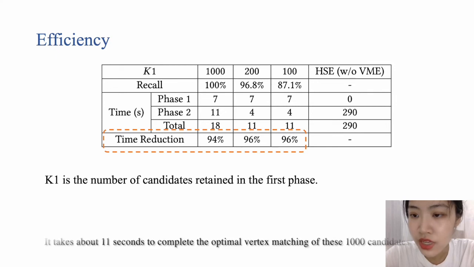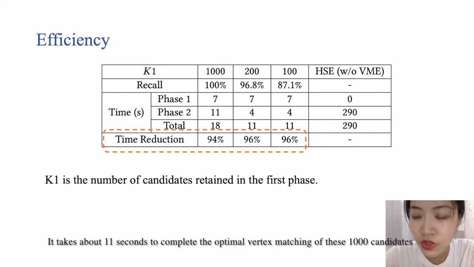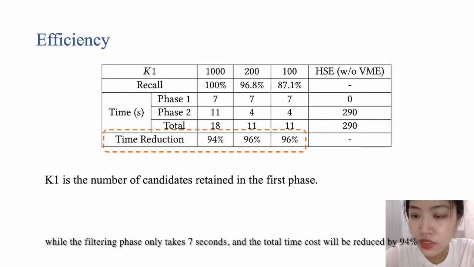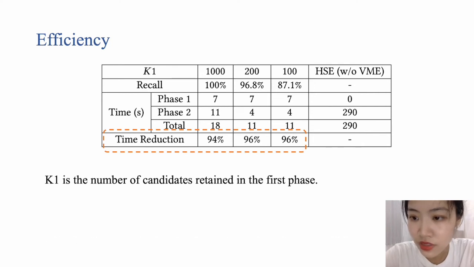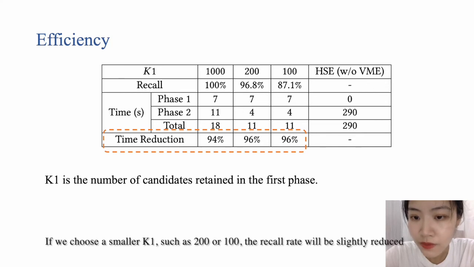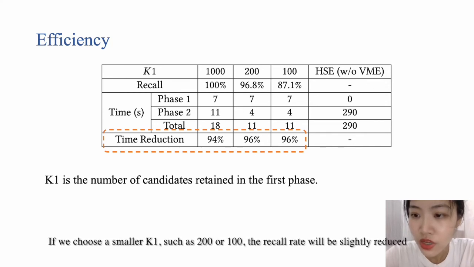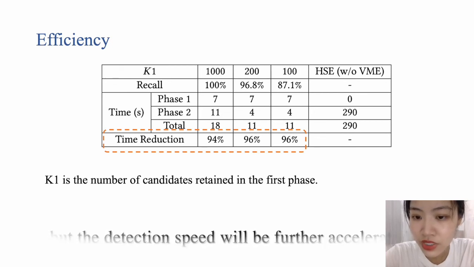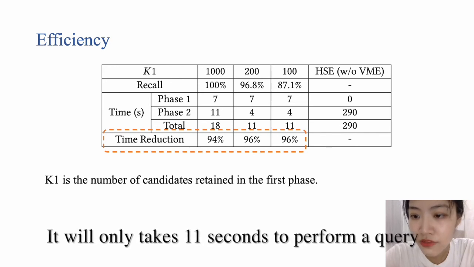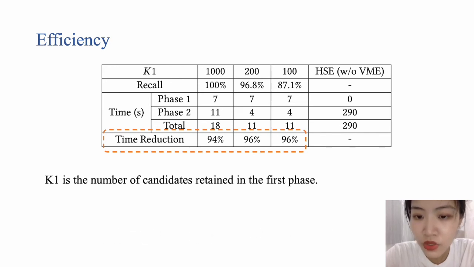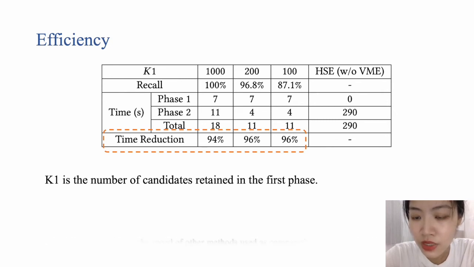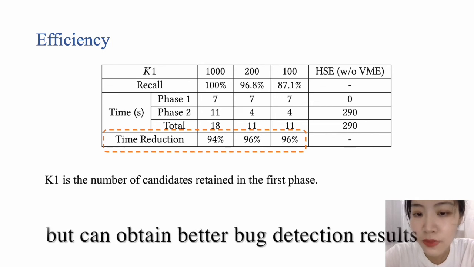It takes about 11 seconds to complete the optimal vertex matching of these 1000 candidates, while the filtering phase only takes 7 seconds, and the total time cost will be reduced by 94%. If we choose a smaller K1, such as 200 or 100, the recall rate will be slightly reduced, but the detection speed will be further accelerated. It will only take 11 seconds to perform a query, which is comparable to the speed of other methods used as comparative experiment in this paper, but can obtain better bug detection results.